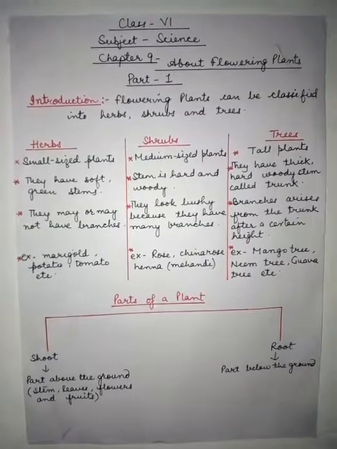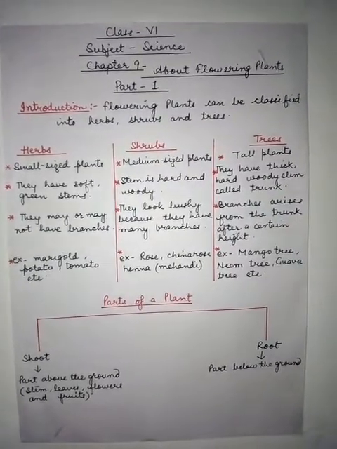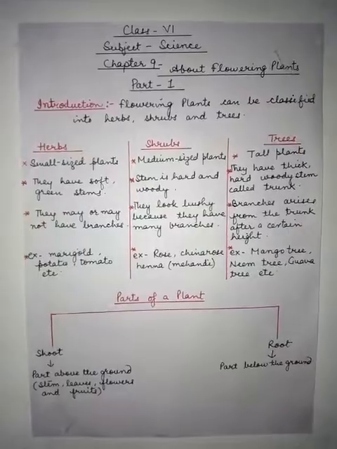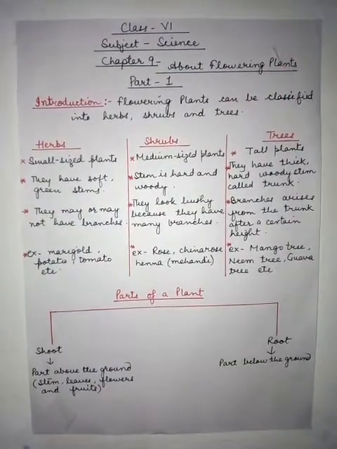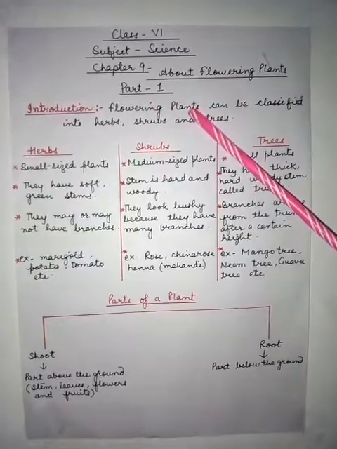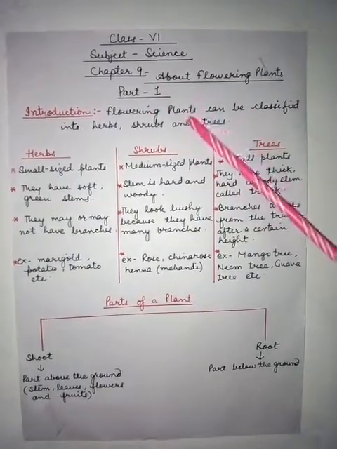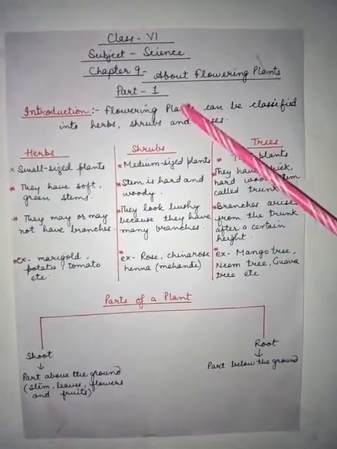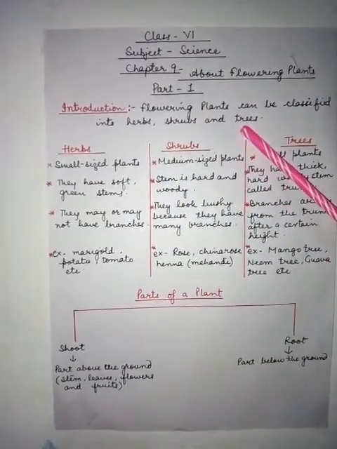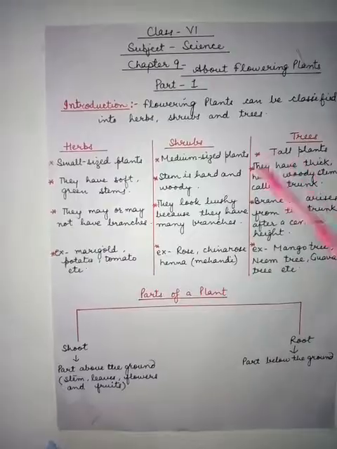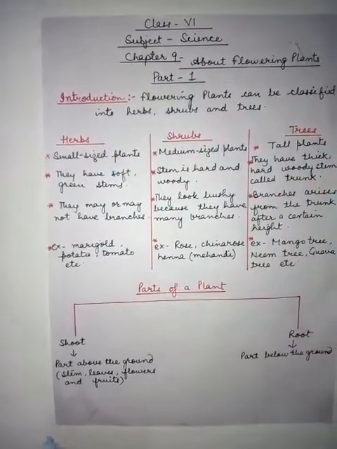Hello students, today we will study chapter number 9 of science, and the name of the chapter is flowering plants. In this chapter we will learn about flowering plants, plants which bear flowers. They are classified into herbs, shrubs and trees. Here we will do the contrasting study of herbs, shrubs and trees.